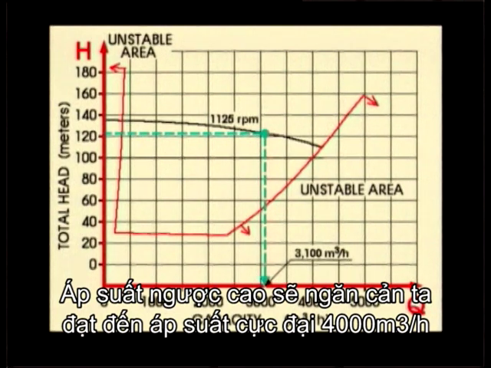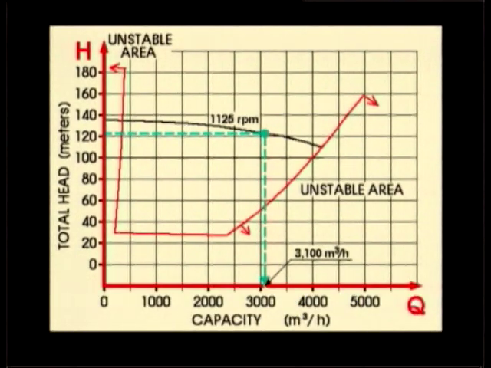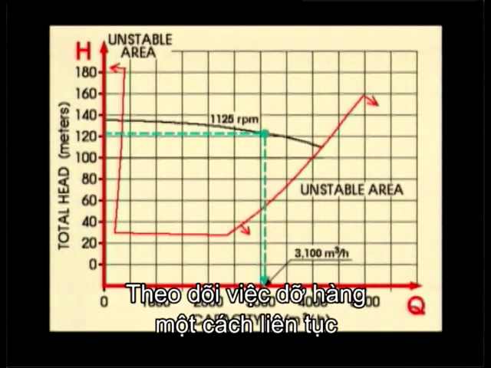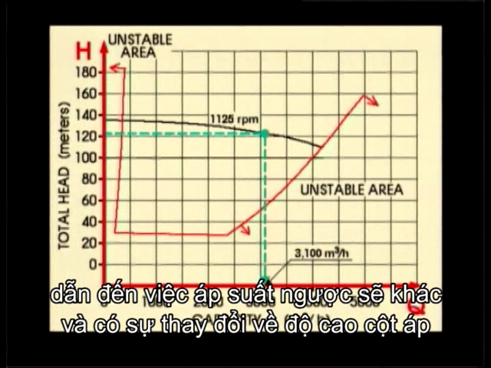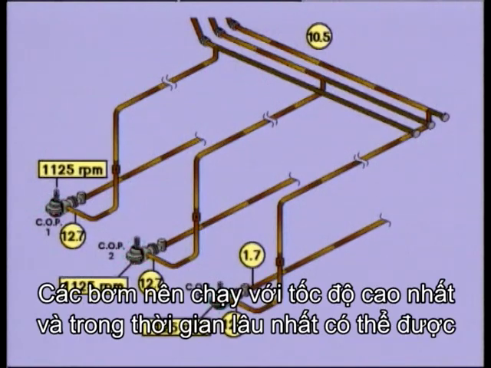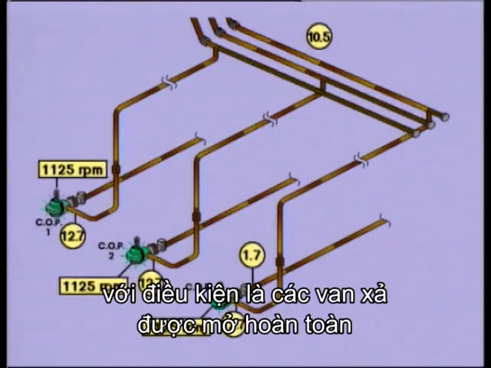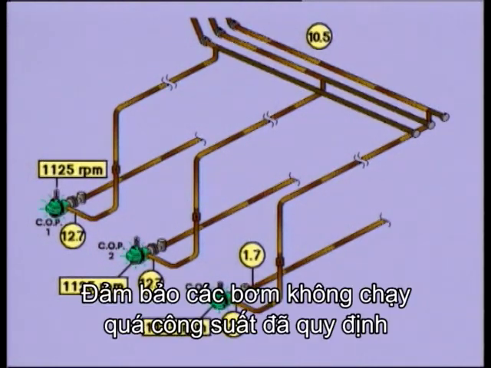The high back pressure prevents you from reaching full capacity of 4,000 cubic meters an hour. Monitor the discharge continuously. The installation may shift to other tanks without notice, resulting in a different back pressure and a change of head. All pumps should run as long as possible at highest possible speed and with discharge valves fully open. Make sure pumps do not run over nominal capacity.